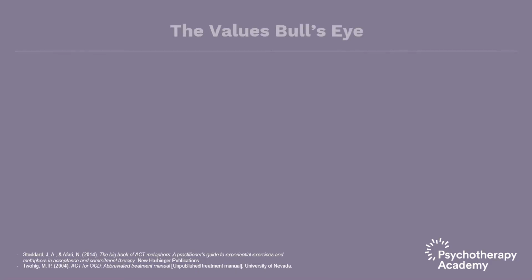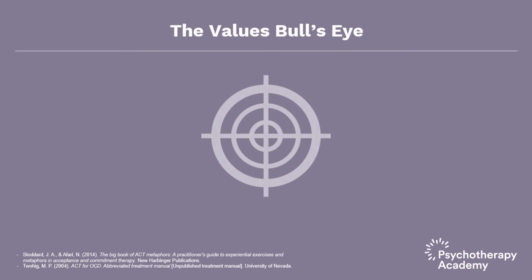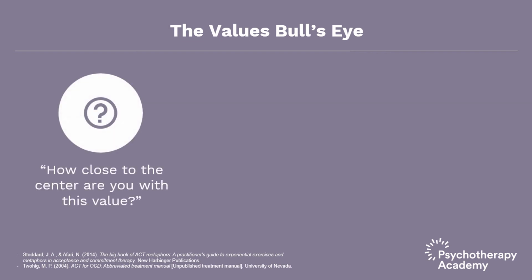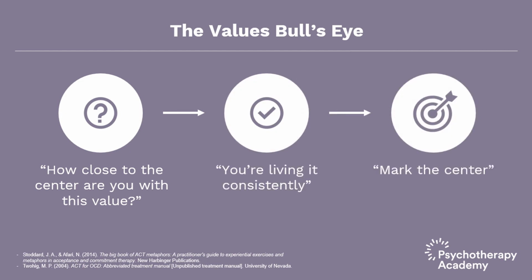The values bullseye is another more formal practice. It's a similar concept, but what it is, as it sounds, it is a bullseye. And you have quadrants or sections of this bullseye that are devoted to a particular value. And then you have them put a mark on there to say, how close are you to being dead center on the mark with this value? So it's the same idea of saying, how consistent are you with this? And if you're living very consistently with it, you put that in the center. And if you're really far away from where you want to be with this one, that dot or that X would go further out. And it's a nice visual way for clients to see how they're doing in certain areas of their life.